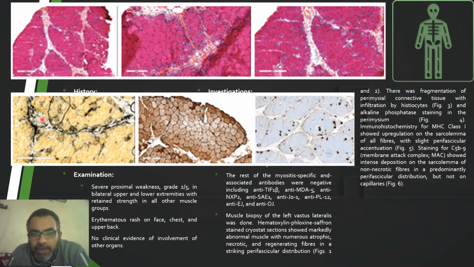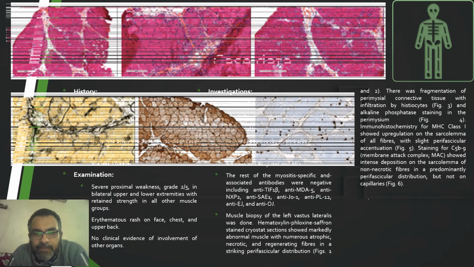Immunohistochemistry for MHC class 1 showed upregulation of the sarcolemma of all fibers with slight perifascicular accentuation, which is seen in figure 5. Staining for C5b-9 membrane attack complex, or MAC, showed intense deposition on the sarcolemma of non-necrotic fibers in a predominantly perifascicular distribution, but not on capillaries, as we see in figure 6.